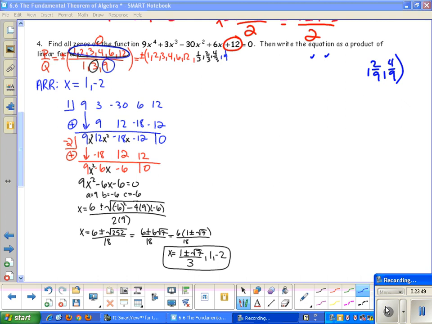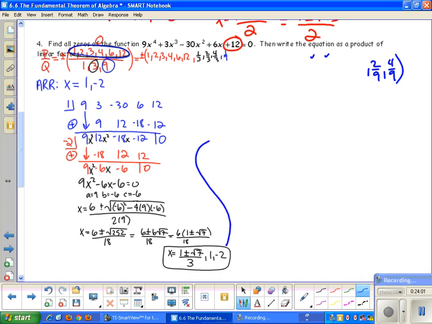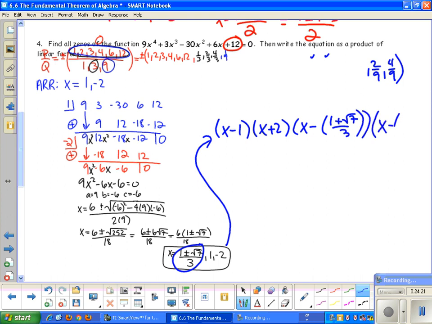So now that I found my zeros, remember the original question says find all the zeros, which we did, then write the equation as a product of linear factors. So linear means that your x's shall all be degree 1. So what you do to do that is you take your zeros, and remember it's always x minus your 0, so we have x minus 1, and then x minus -2 would be +2, and then remember we have 2 zeros right here, so we have x minus 1 plus root 7 over 3, and x minus 1 minus root 7 over 3.